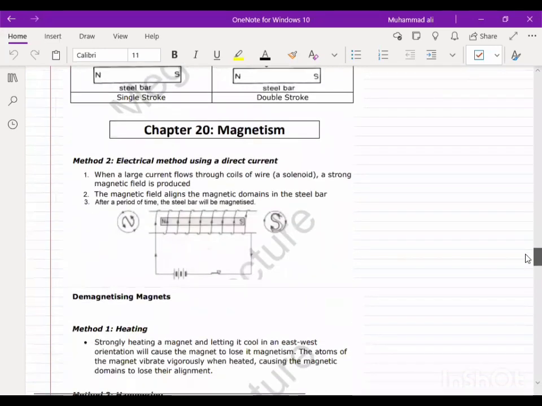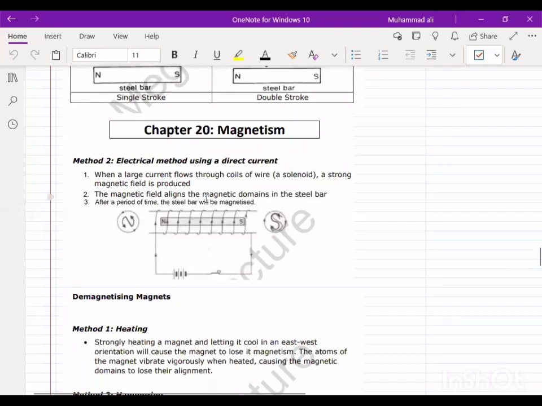And this was my electrical method, which I was talking about. Here you can see I've connected it to a DC supply. When a large current flows through a coil of wire, a solenoid, a strong magnetic field is produced. The magnetic field lines align the magnetic domains in the steel bar. We have already discussed magnetic domains. A magnetic material consists of magnetic domains which align themselves when connected to a power supply. This is how a particular material becomes a magnet.